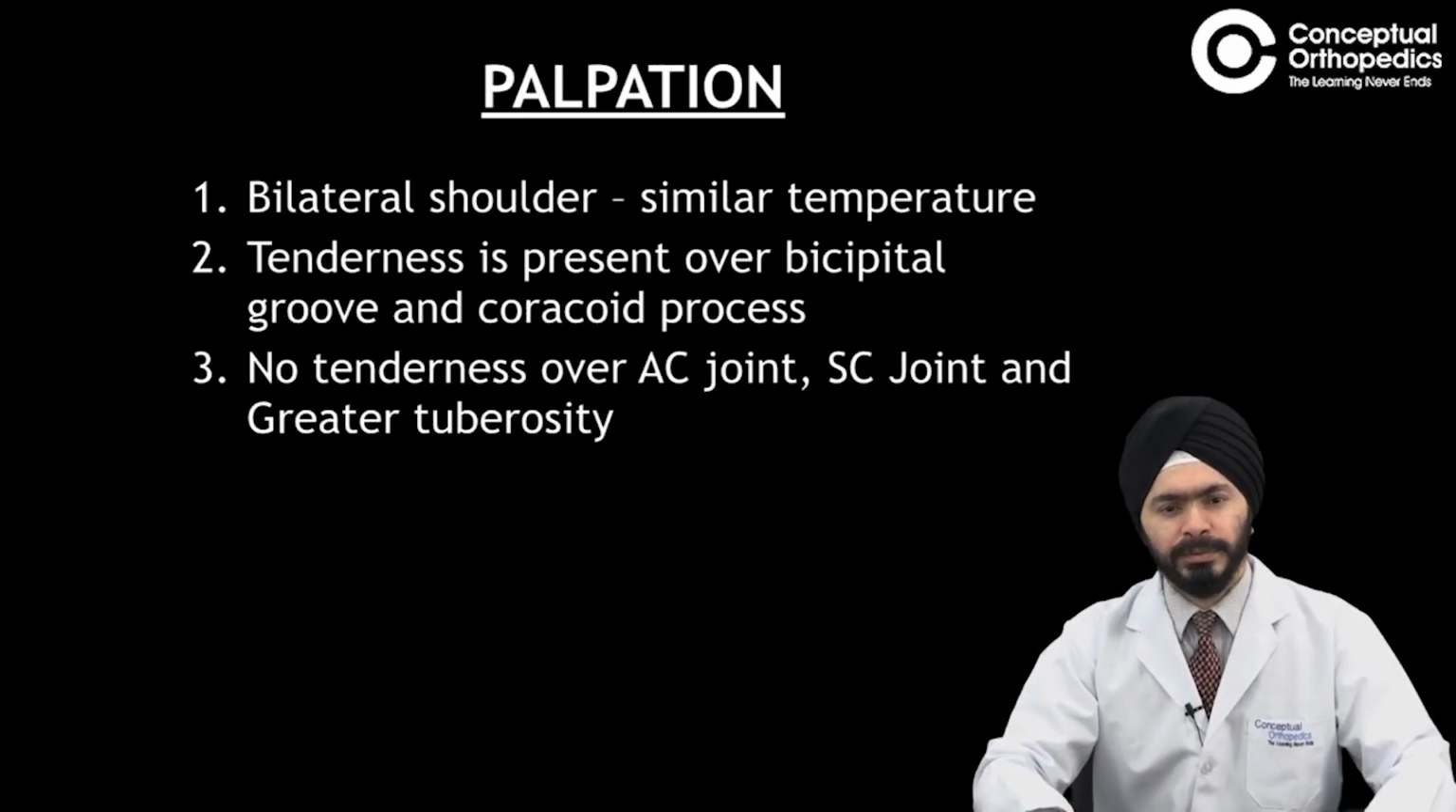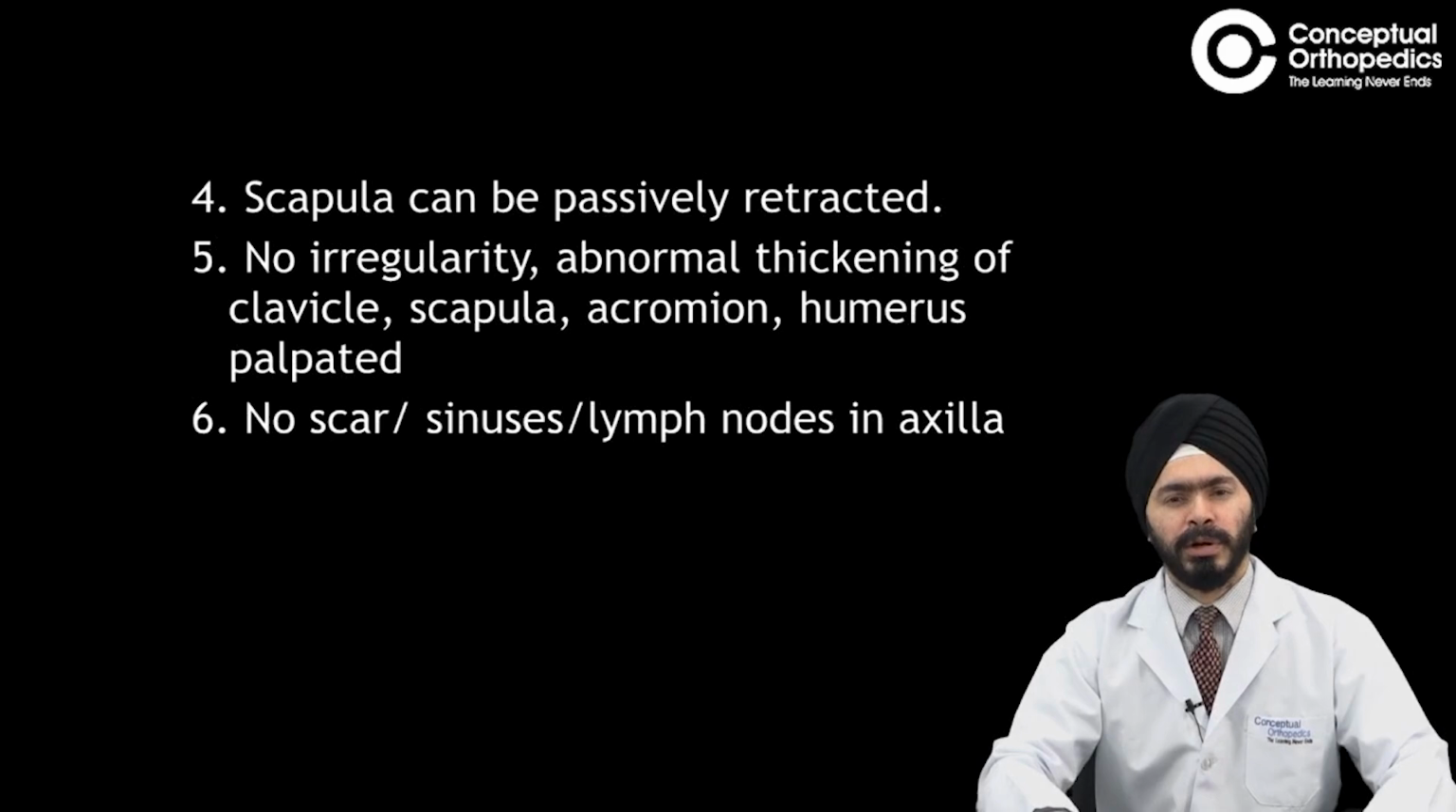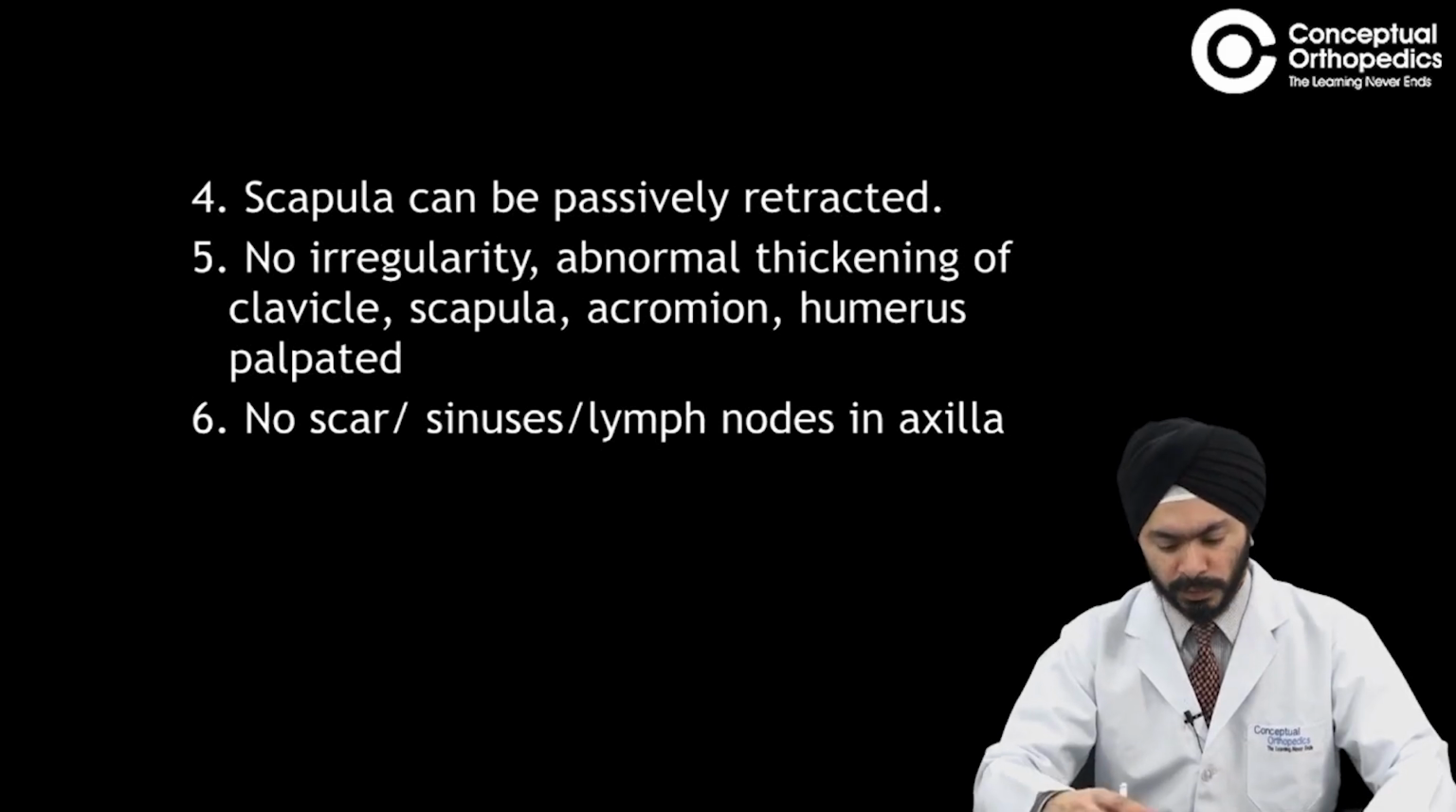In palpation, again, you start with the temperature using the dorsal aspect of your hand. Bilateral shoulder temperature should be checked, then tenderness should be checked over bicipital groove, coracoid, AC joint, SC joint. Tenderness may be present in the biceps groove in these patients. Scapula, tell about retractability of scapula, any abnormal thickening or irregularity of the bones, any scars, sinuses, lymph nodes in the axilla.